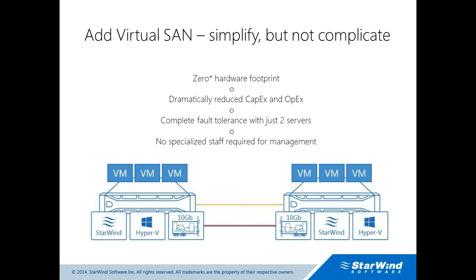We use directly connected 10 gig links between two servers. These are not mandatory. You can also use 1 gigabit as your interconnect, and the whole configuration installs in just two servers. So there is no need for anything else in this setup. Maybe just two switches to wire everything to your users, nothing more. And as I said, it's a Windows application, so nothing special here. During the demo, you'll see how easy it is to configure and manage the software.